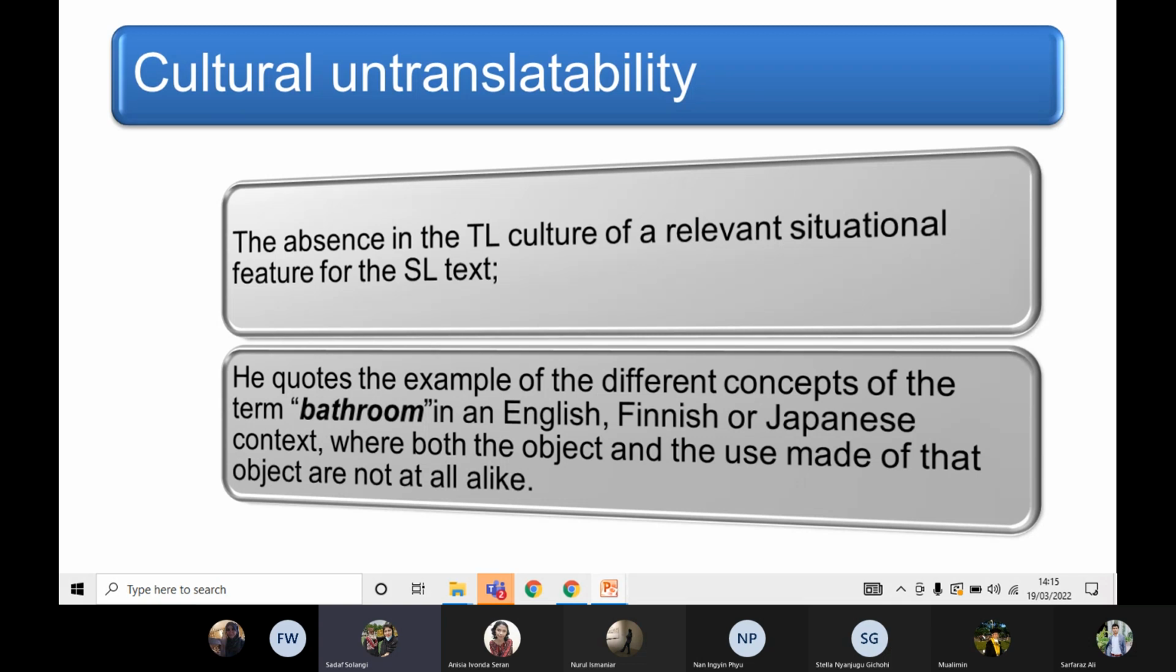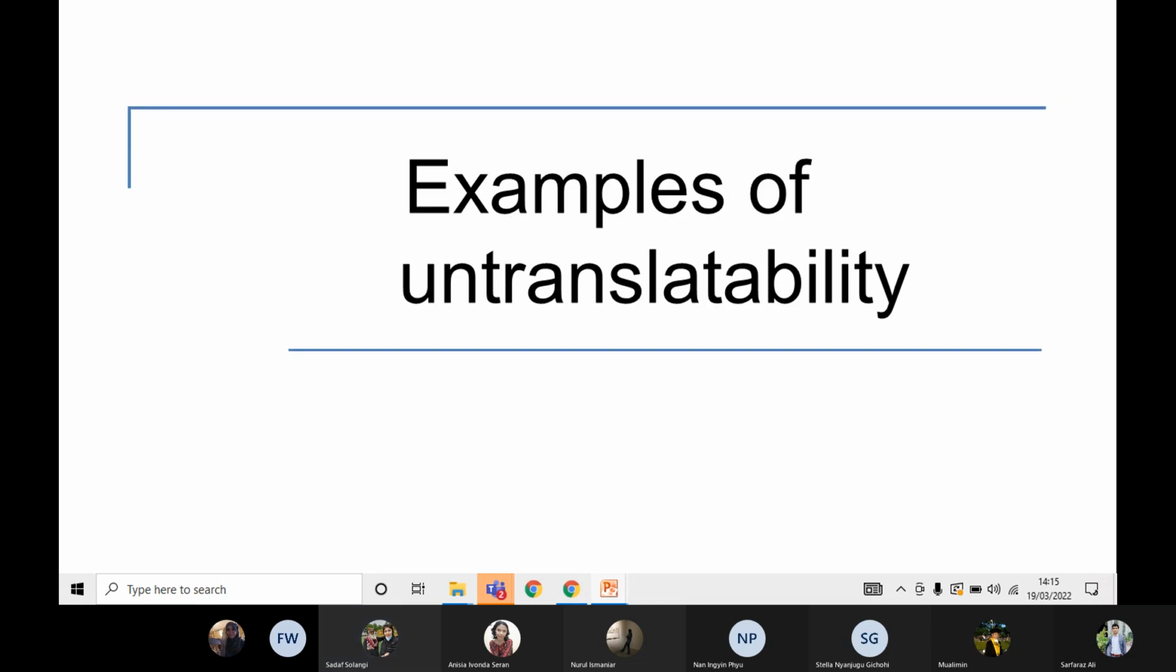Okay, so here's an example of the different concept of the term bathroom in an English, Finnish or Japanese context, where both the object and the use made of that object are not at all alike. Actually, the thing is the same, but we have different words for the same thing in different languages. That is bathroom. Okay, can you please change the slide?